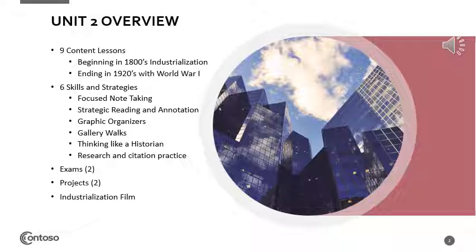We'll use 6 skills and strategies. Number 1, focused note-taking, as always. Number 2, strategic reading and annotation. We'll use various graphic organizers throughout this unit. We'll begin to explore gallery walks. We will think like a historian. And lastly, we'll begin conducting research and citation practice on our term paper. There will be 2 exams, 2 major projects, and at the end, time permitting, we'll watch a film about industrialization.